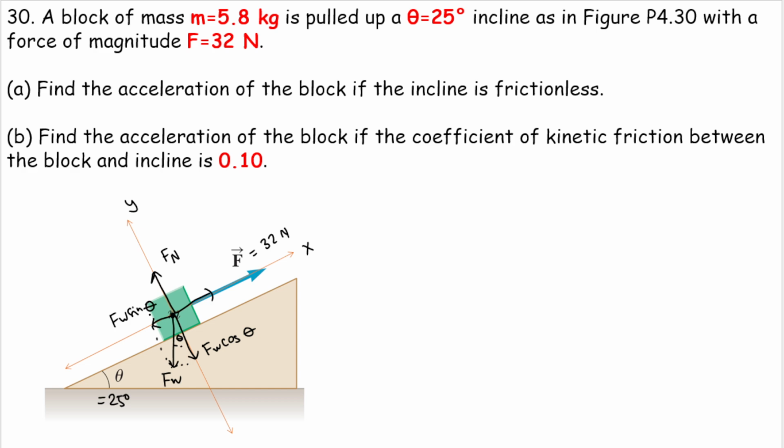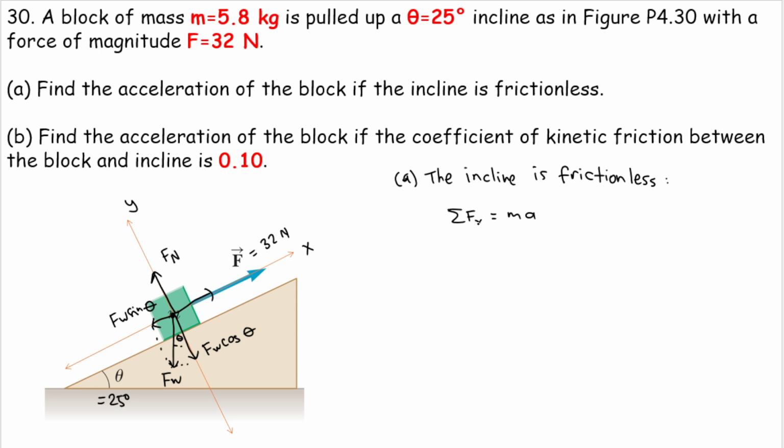Now, for A, the incline is frictionless. That means we don't have any friction working on the plane, so there is no force of friction and we will have only these forces. In the positive direction, I will have F, and in the negative direction, I will have Fw sine of θ. Remember Newton's second law: sigma F is equal to mass times acceleration.